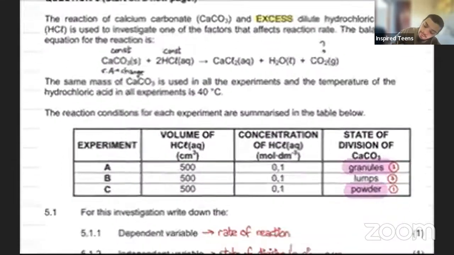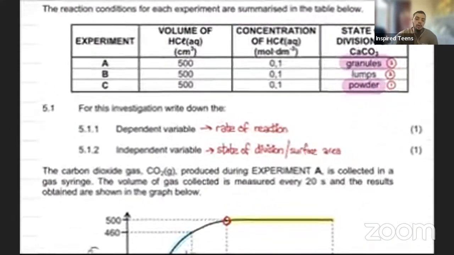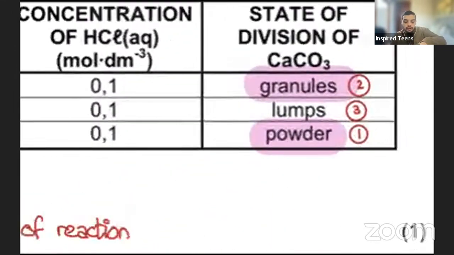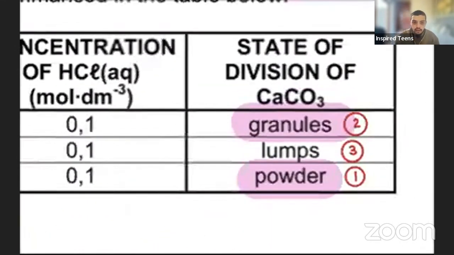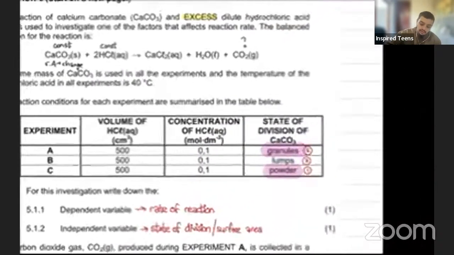So what was compared here in our reaction was the surface area or the state of division, right? We went from granules, lumps, and powder. We used 3 different ones where we put the order of them. Powder is the highest surface area, granules is the second highest, and lumps is the smallest surface area.